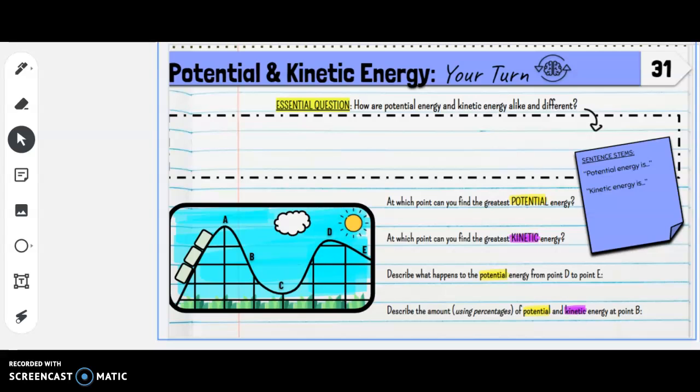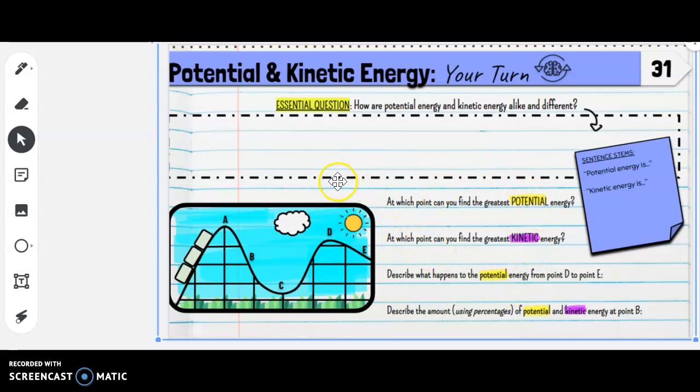All right, potential and kinetic energy. Let's take a look at our essential question. How are potential energy and kinetic energy alike and different? We'll come back and answer our essential question at the end. Let's take a look at the questions below.